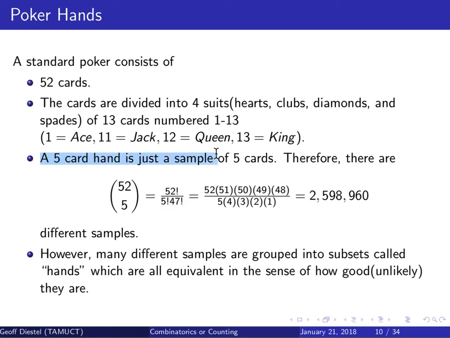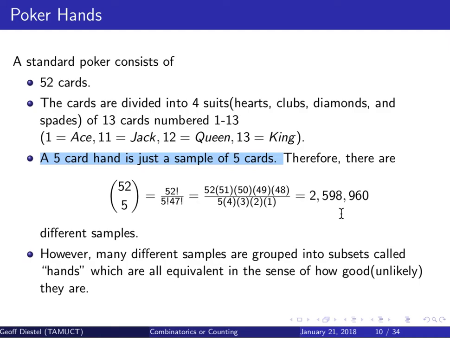So a card hand is a sample of 5 cards. So how many possible hands could you be dealt? If you're dealt 5 cards, it's just 52 choose 5. And that comes out to be 2,598,960 different hands.